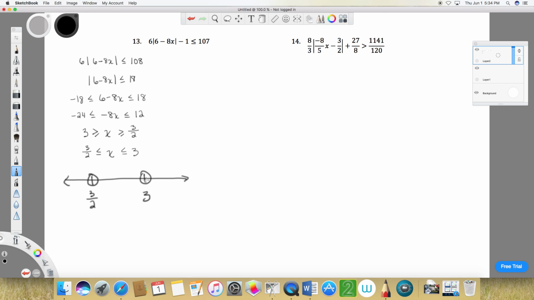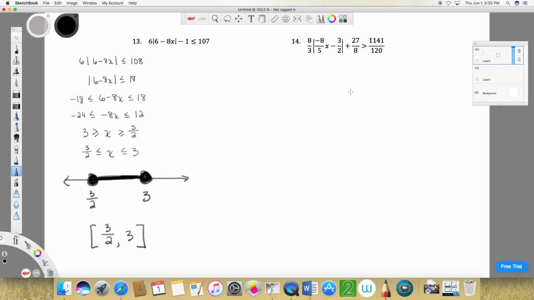Now, to determine whether to include these endpoints, we look to the inequality, and we see that it's underlined, that it contains the equal sign, that it contains equality. So we're going to include these endpoints in our solution set. Remember that we want to be bigger than 3 halves, but smaller than 3 at the same time. That's this middle portion here. And written in interval notation, we have brackets. 3 halves is smaller than 3. So here's my solution set for number 13.